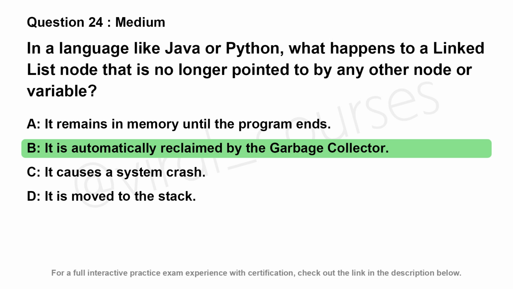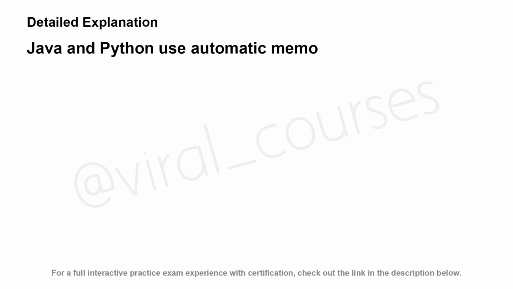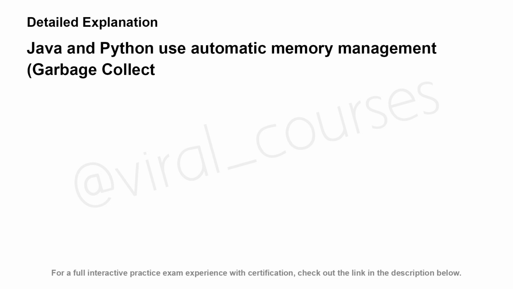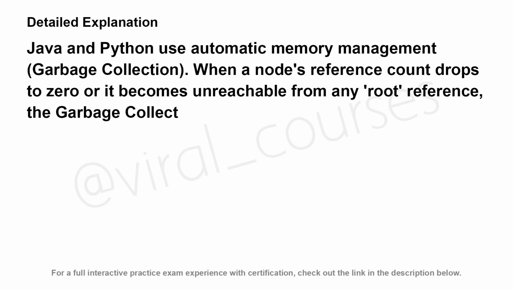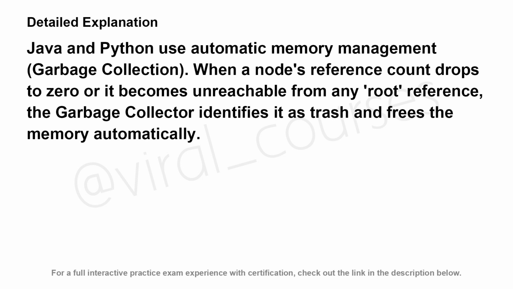The correct answer is B. Java and Python use automatic memory management, garbage collection, when a node's reference count drops to 0 or it becomes unreachable from any root reference. The garbage collector identifies it as trash and frees the memory automatically.